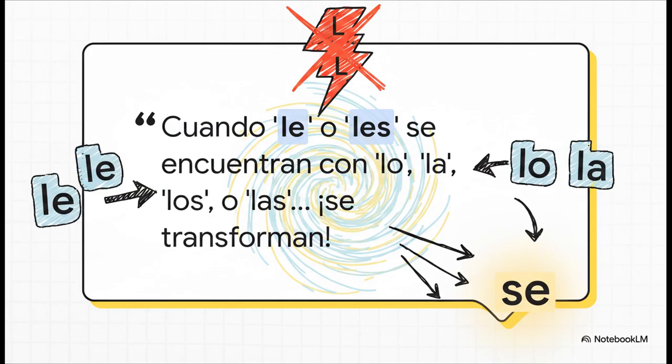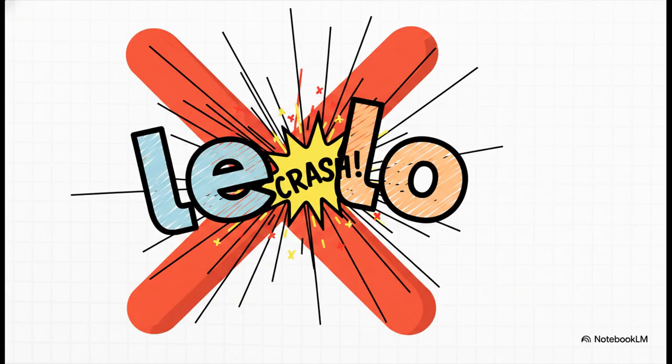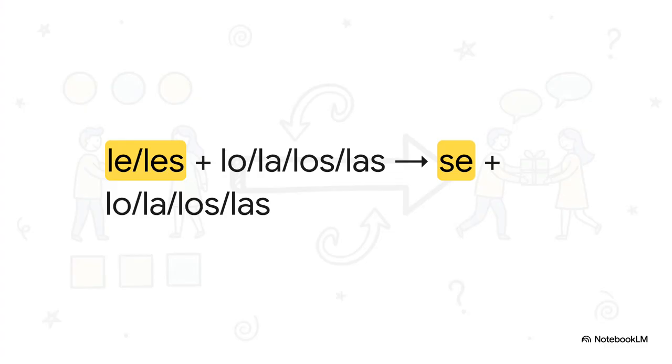So, when an indirect pronoun like le or les bumps up against a direct one like lo or la, something's got to give. A transformation has to happen. I'm serious, you can never ever say something like le lo. Go ahead, try saying it out loud. Le lo. It just feels weird in your mouth, doesn't it? It sounds clunky. To a native speaker, it's a huge flashing red light that something is wrong. It's a grammatical collision. So how does Spanish fix this problem?